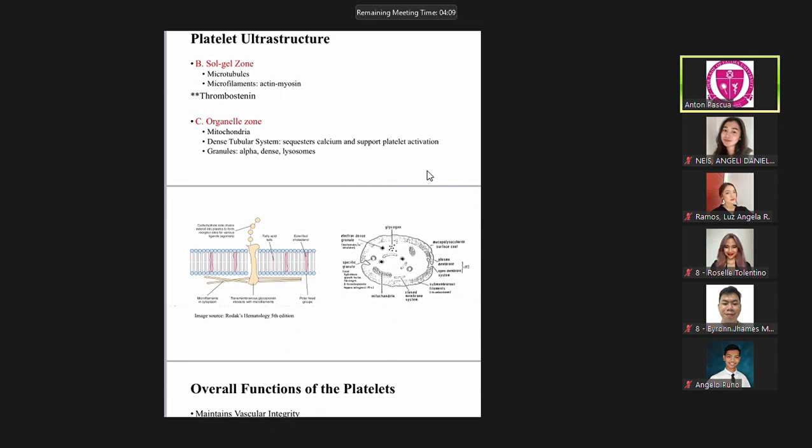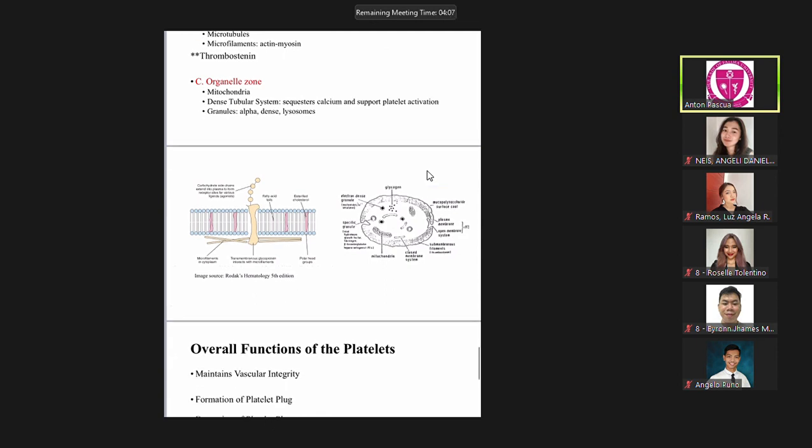Okay? And then lastly, the metabolic zone of your platelets will then be your organelle zone. Kasi nandyan si mitochondria natin, that gives your platelets their energy. And then more so, you have here your so-called DTS, or dense tubular system. DTS, remember, is the control center for platelet activation.